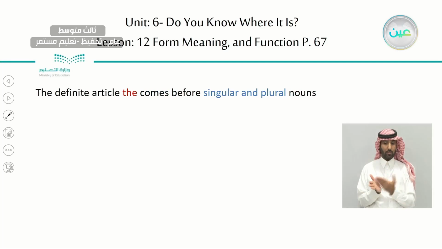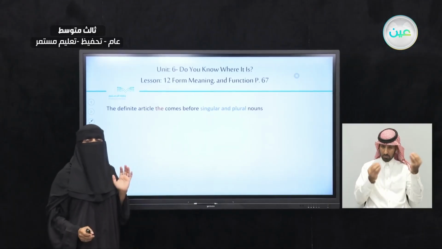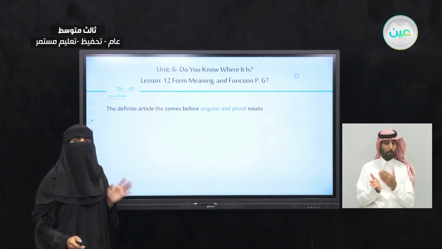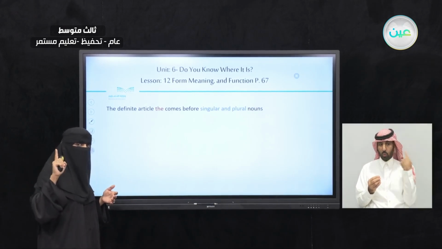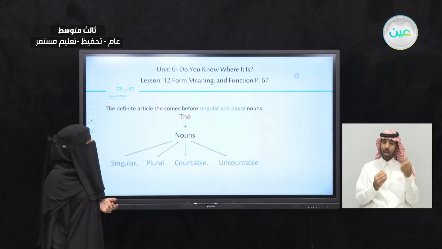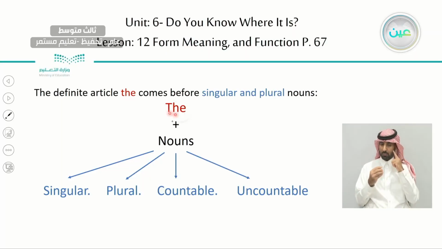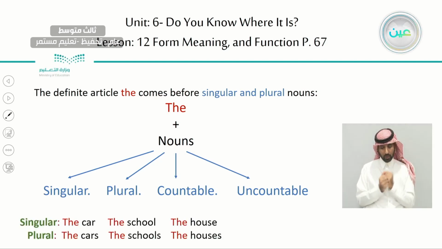Okay? So the definite article the comes before singular and plural nouns. We can use it with either singular or plural nouns. It doesn't have to be singular to add it, not like a and an. A and an, we only use with the singular, right? But the comes before the plural and the singular. So we have the plus the noun. We can use it with singular, plural, countable, and uncountable nouns. It doesn't matter. But what is the rule, miss?